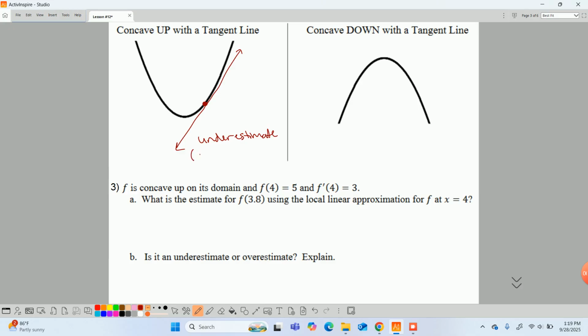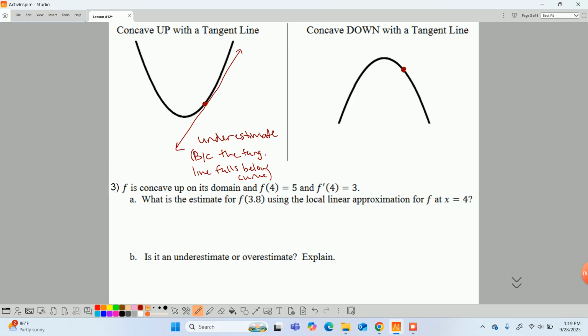And if we had to explain or give a reason, we could say because the tangent line falls below the curve. Okay, that would be a perfect reason. Mentioning the concavity, mentioning that it falls below the curve because the function's concave up, that would be a bonus there. Okay, that's awesome. Now if your function's concave down, think about where your tangent line goes.